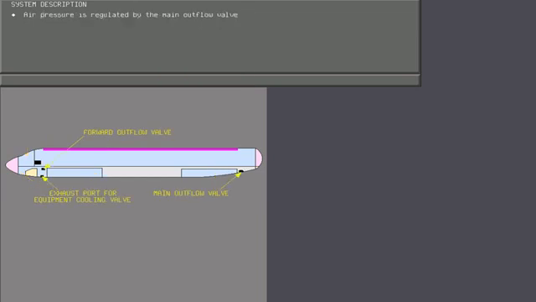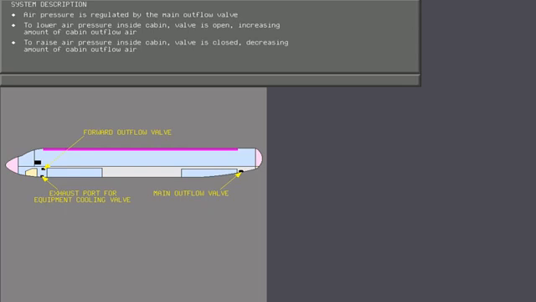Air pressure is regulated by opening and closing the main outflow valve. To lower air pressure inside the cabin, the main outflow valve is opened, increasing the amount of cabin outflow air. To raise air pressure inside the cabin, the main outflow valve is closed, decreasing the amount of cabin outflow air.